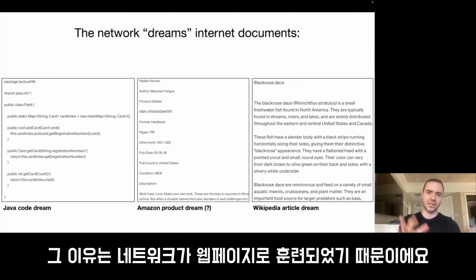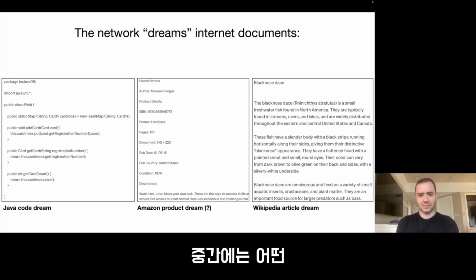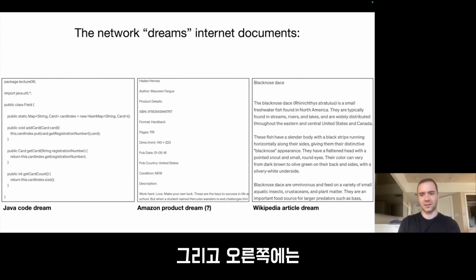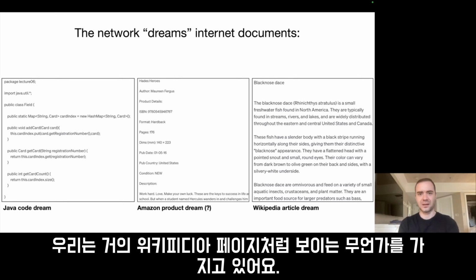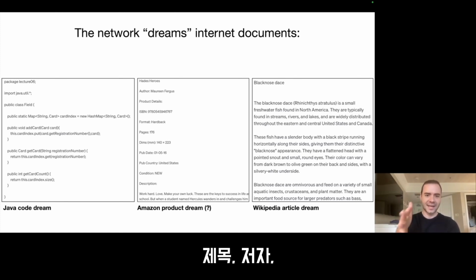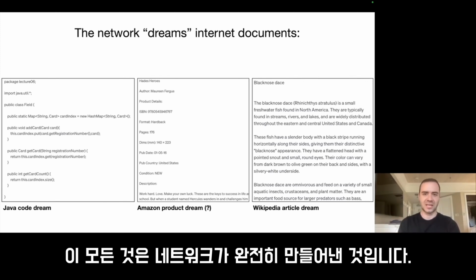Because this network was trained on web pages. So on the left, we have some kind of a Java code dream. In the middle, we have what looks like almost like an Amazon product dream. And on the right, we have something that almost looks like a Wikipedia article. Focusing for a bit on the middle one as an example: the title, the author, the ISBN number, everything else, this is all just totally made up by the network.